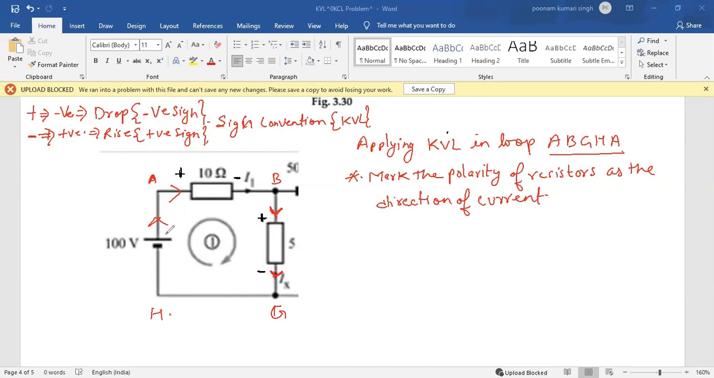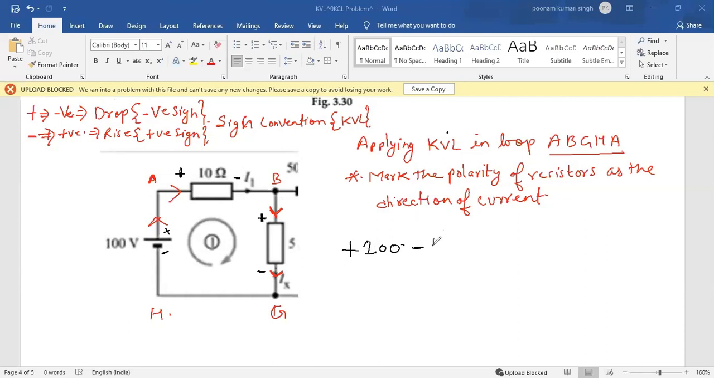Now I'll move in a clockwise direction from this part. Here I am going from negative to positive, and negative to positive is always a rise. A rise is associated with a plus sign, and the value is given as 100. Now this is going from plus to minus, and this is also going from plus to minus. Plus to minus is always a drop, associated with a negative sign.